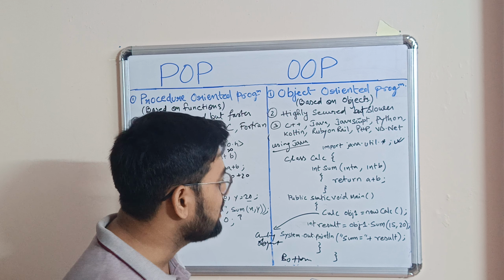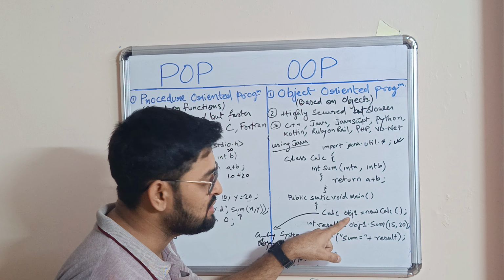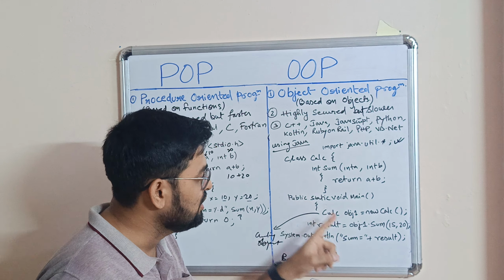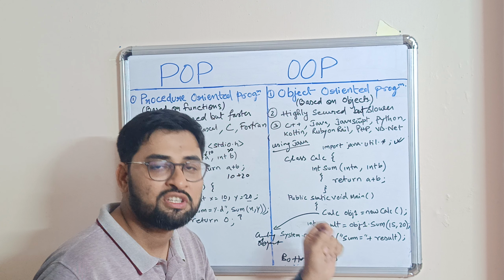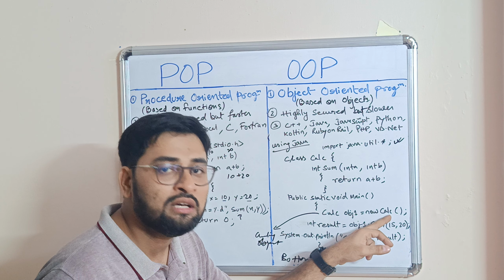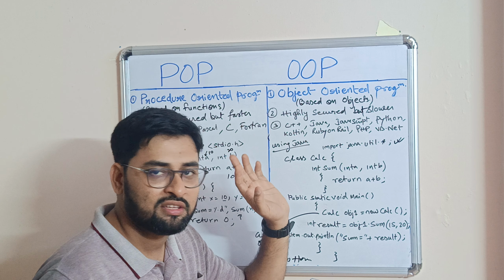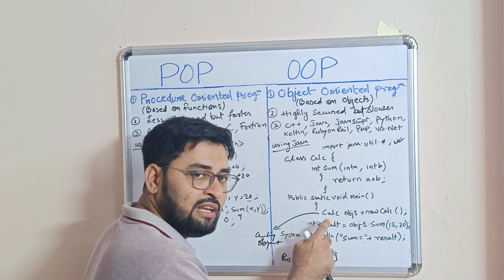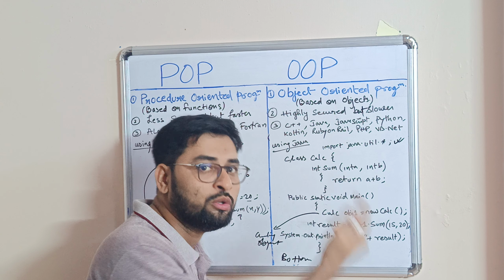Whenever you want to create objects, you need to follow: class name, space, object name. The object name can be anything, but the class name should be the same as the class name you have mentioned here. Equals new. New is the mandatory keyword used to create the objects. After a space, again the class name with opening closing parentheses. Done. One object created. In the same order, you can create multiple objects. CLC again, the class name, obj2, the second object, equals new CLC with opening closing parentheses. That means the second object can be created. So we have two objects, obj1 and obj2.